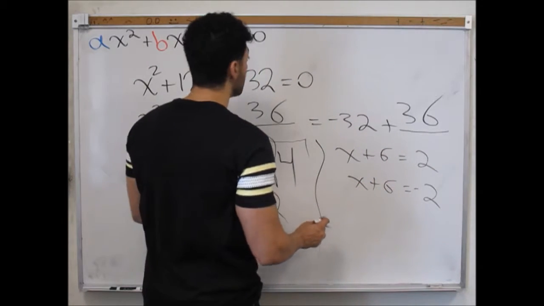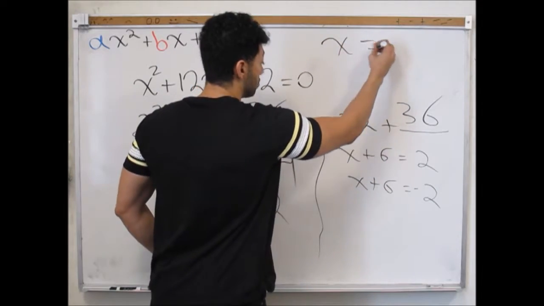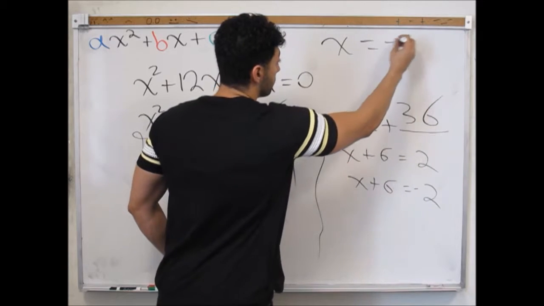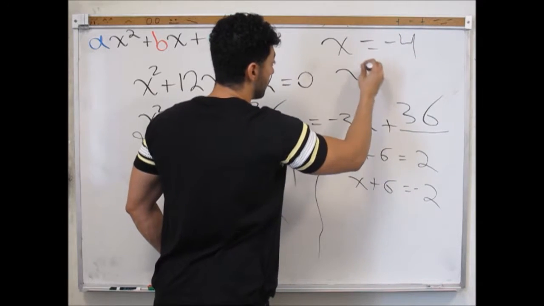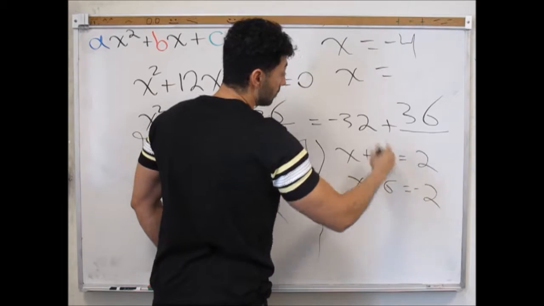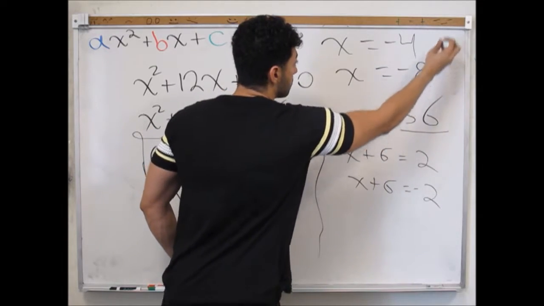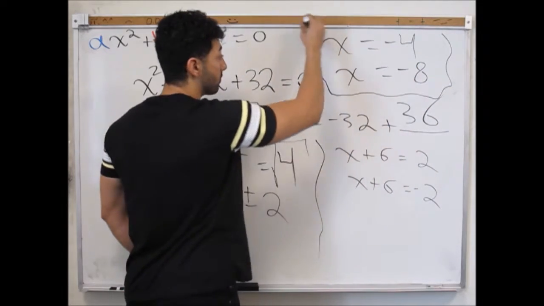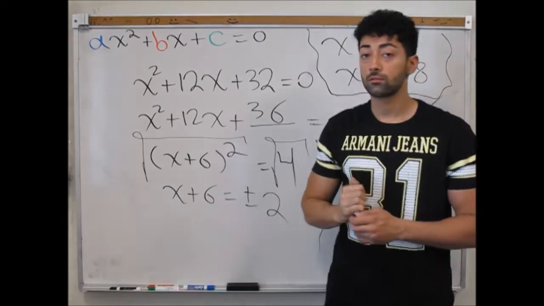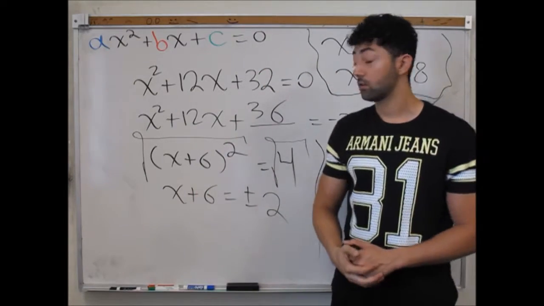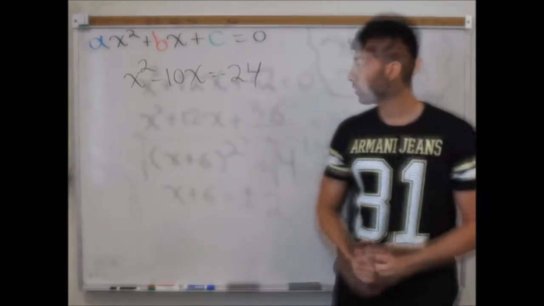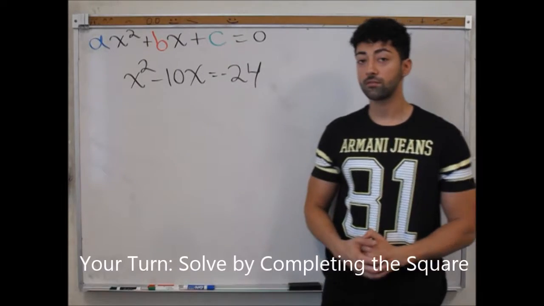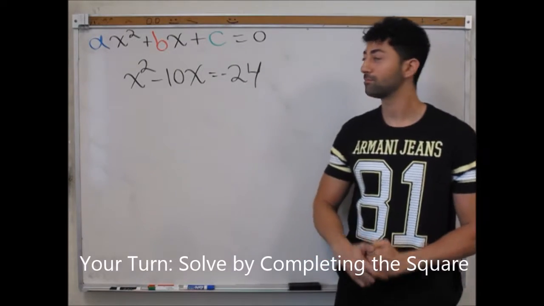So we get that x is equal to negative 4, and we also get that x is equal to negative 8. So for the first example, those were my answers. So we're going to go ahead and do more to get a feel of this. Alright, so why don't you guys go ahead and give this a try, and then I'll go over with you.